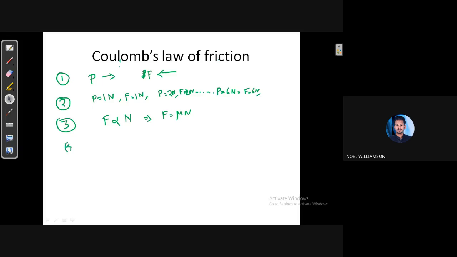Next, the force of friction depends on the roughness of the surface. So the force of friction is directly proportional to the surface roughness. If a surface is a rough surface, then the body will create much friction, the value will be much.